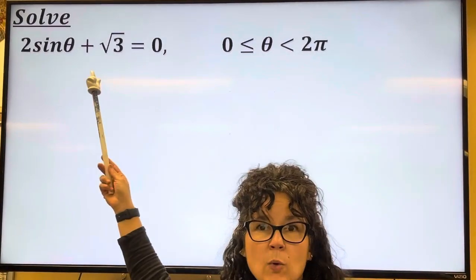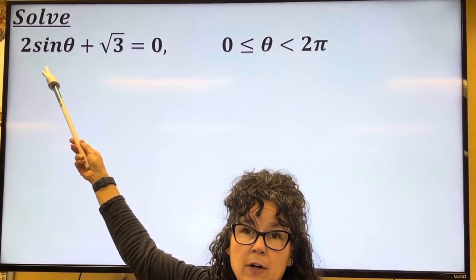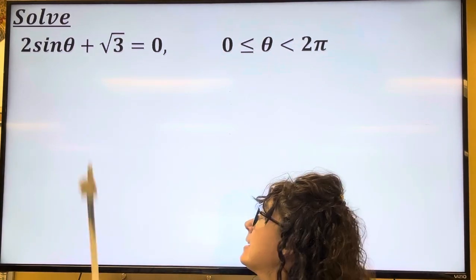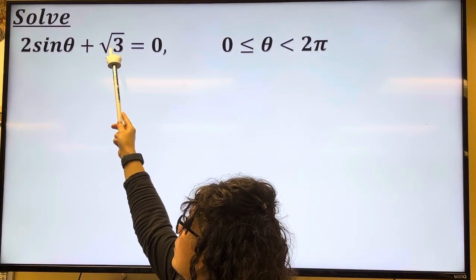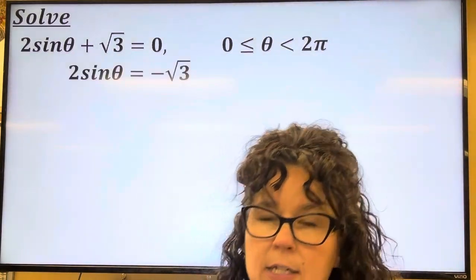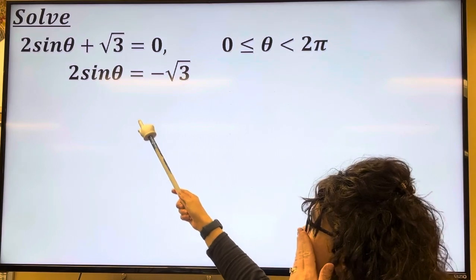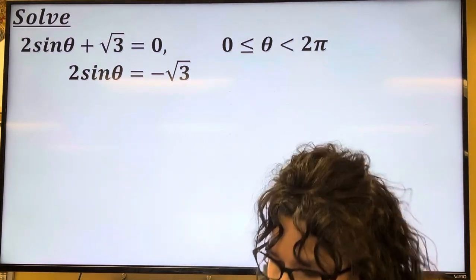In order to solve an equation that contains a single trig function, step one is to get that trig function by itself. So let's begin by moving over the square root of 3. Let's subtract root 3 from both sides, followed by dividing both sides by 2.